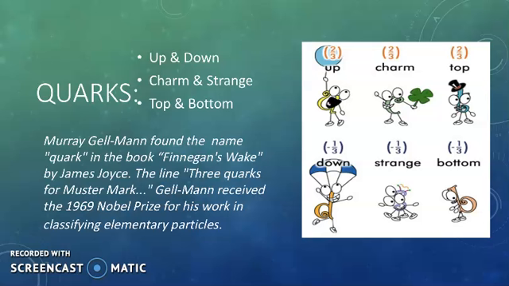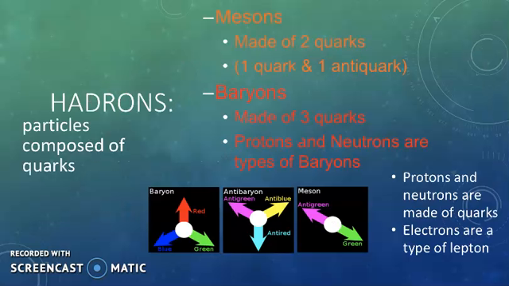So remember, 2 up quarks and 1 down quark is what makes a proton. 2 down quarks and 1 up quark make a neutron. Electrons are not made up of quarks at all. Remember, electrons are a type of lepton. So if we go into our hadrons, this is what the quarks are made up of. Hadrons are particles composed of quarks.